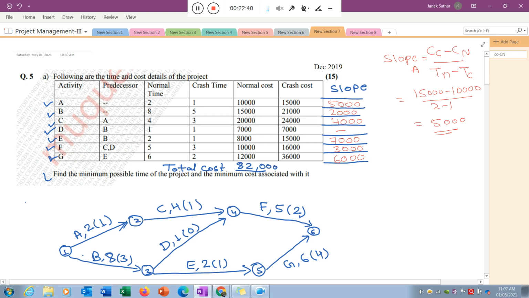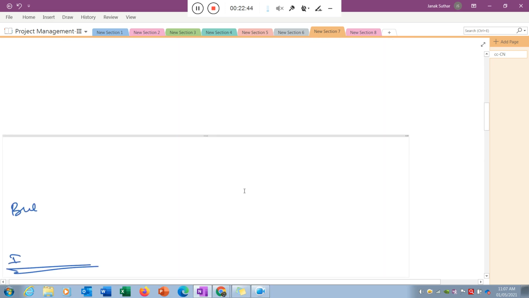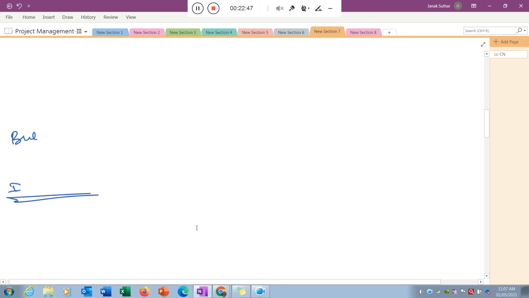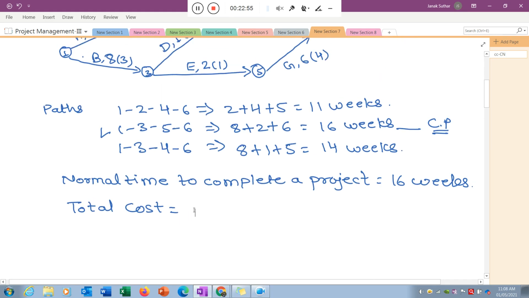If there is any calculation mistake, then please let me know. So now the total cost of our project is 82,000. Okay, this is the total project cost. Now the question is that we need to reduce the total project cost.